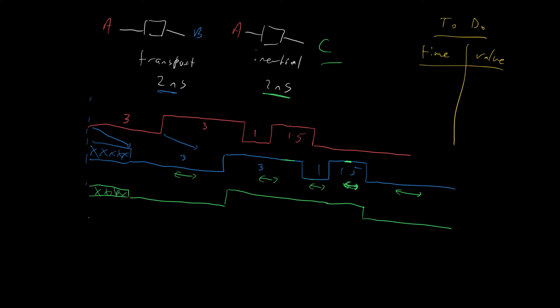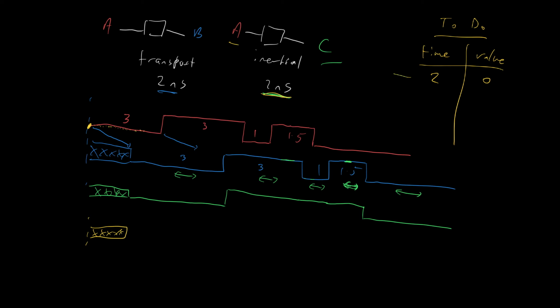Inertial delay, start off same as before, 2 nanosecond delay. We don't know anything about the past, so unknown here for 2 nanoseconds. Okay, the input A at time 0 is 0. So we write a to-do note to ourselves. At time 2 nanoseconds, we are going to make the output 0. And then we run forwards in time. So we go forwards, we go forwards, we go forwards. We get to 2 nanoseconds.